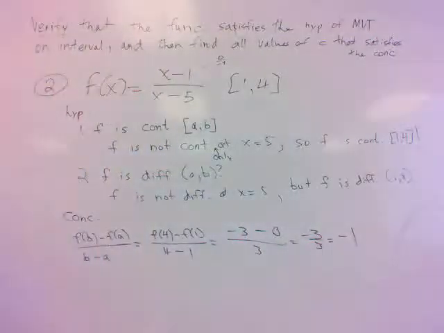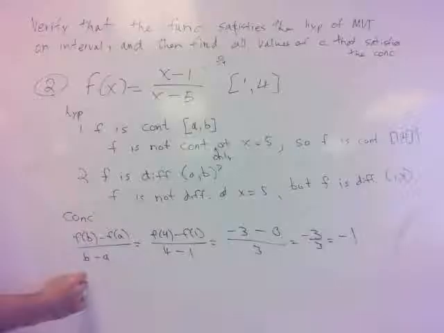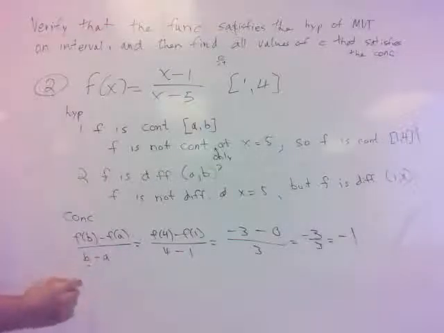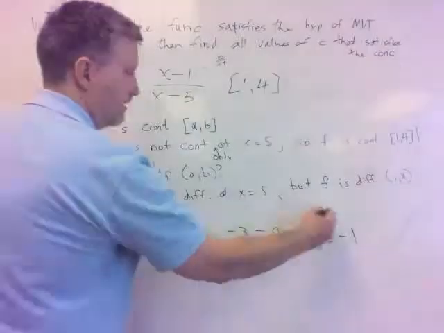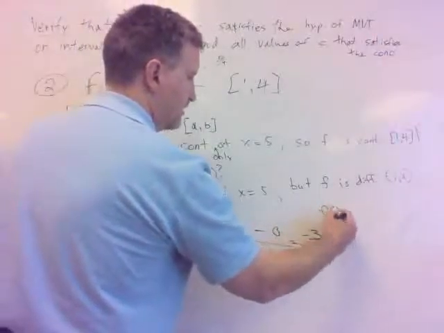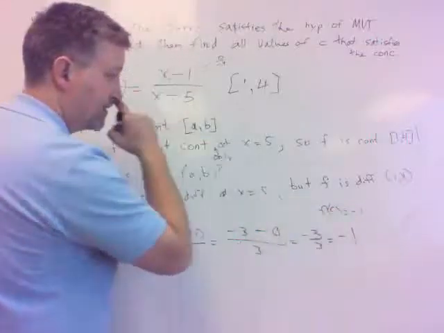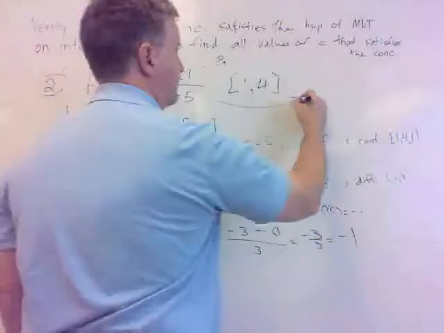We chose wisely there. So the f of b minus f of a over b minus a stuff is negative 1. All right, well, okay. What do we do with that? Well, the conclusion says there's an f prime of c equal to this. So I need to set the derivative equal to negative 1 then, don't I? So let's get the derivative here.